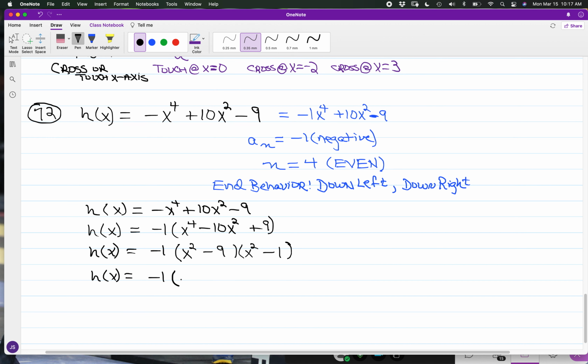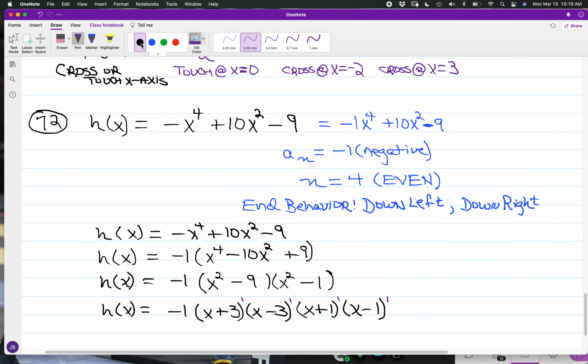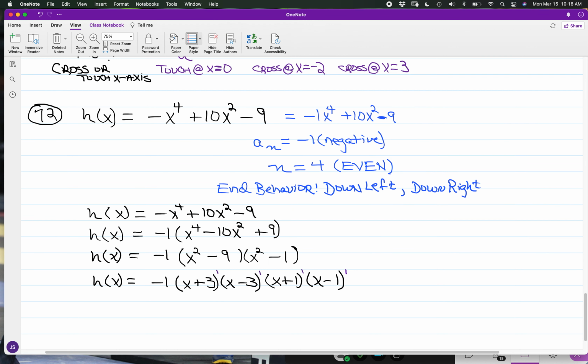So we have negative 1 times, from x squared minus 9, x plus 3 and x minus 3. And for x squared minus 1, we'll have x plus 1 and x minus 1. Notice that you do not have any raised powers for these. Each of these factors you would read as being of first degree. So now, regarding the zeros and the multiplicities and whether the graph will cross or touch the x-axis.